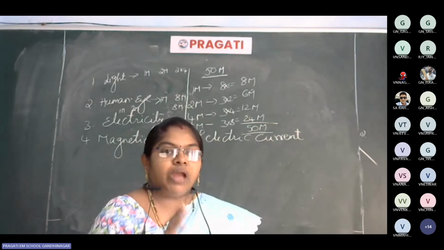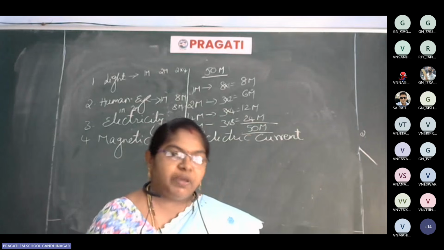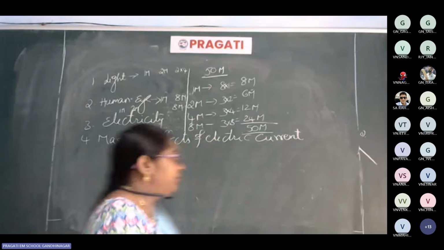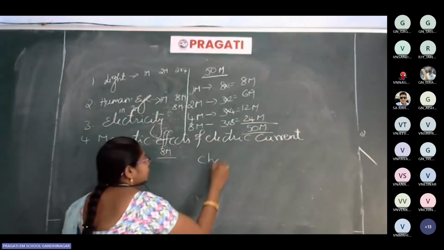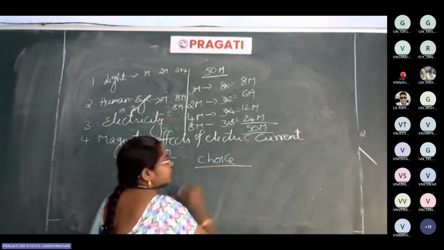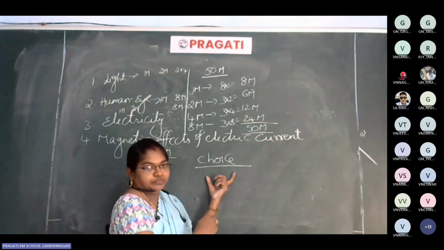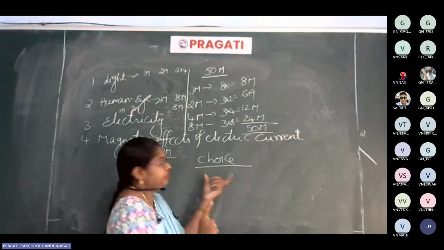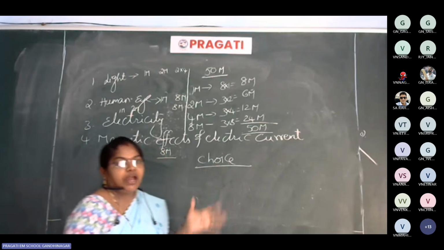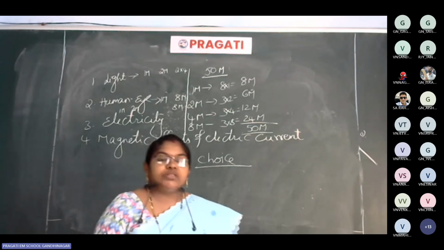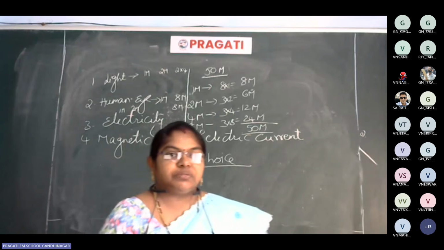First of all, answer the 50 marks paper and then go through the choice. Put the heading choice and write. After the completion of the 50 marks paper, if you have time, surely you have time, put the heading choice and then write the remaining answers. Mainly concentrate on lab activities.